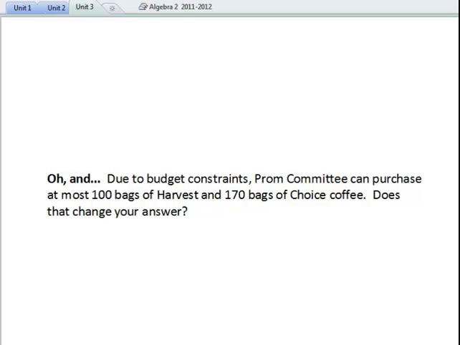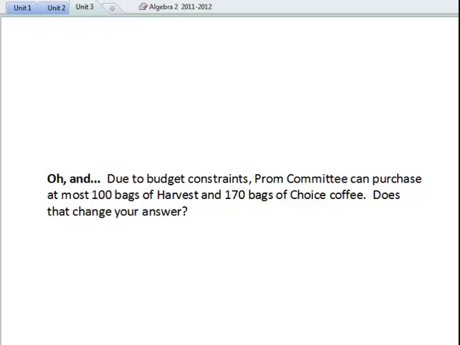Maybe your answer is, well, I should go ahead and sell as many Harvest as I can, and sell the rest Choice. That probably makes sense. And in the end, you can do this example this way. But I picked a fairly simple example to start with to show you a more challenging concept called linear programming. So I'm going to show you the steps of linear programming by using this example.